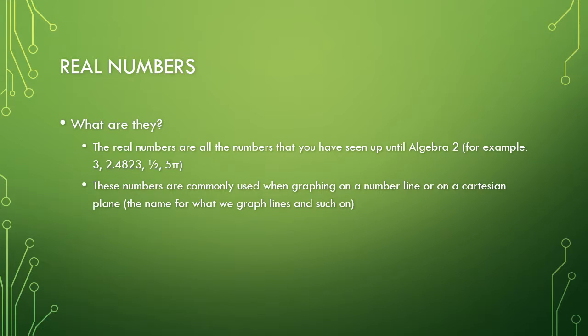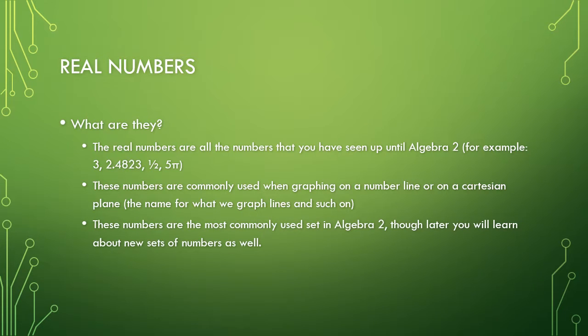And what you would have seen so far with these real numbers is that most of the time we use them when we're graphing on a number line or a Cartesian plane, which is just the name for our x and y axis that we use to graph lines, parabolas, and other stuff like that. Now, these real numbers are the most common numbers we'll be using in Algebra 2. But later on, we'll also introduce new number sets that you would not have seen up until this class.